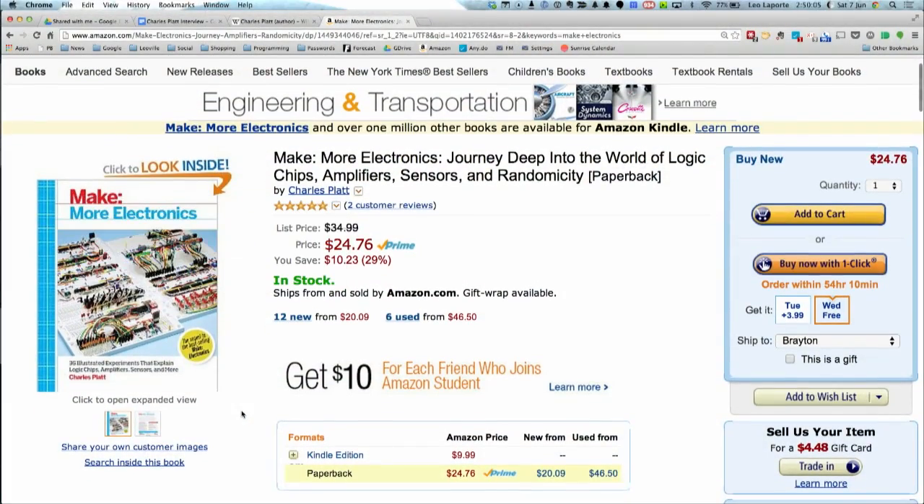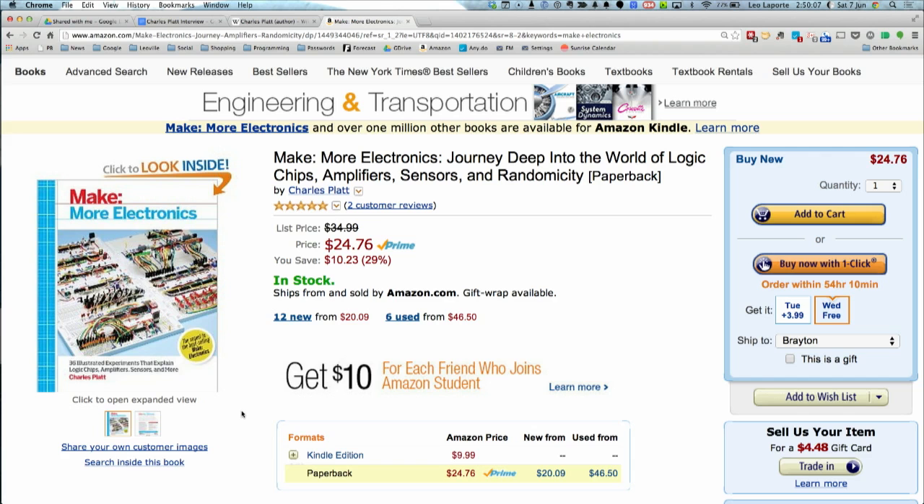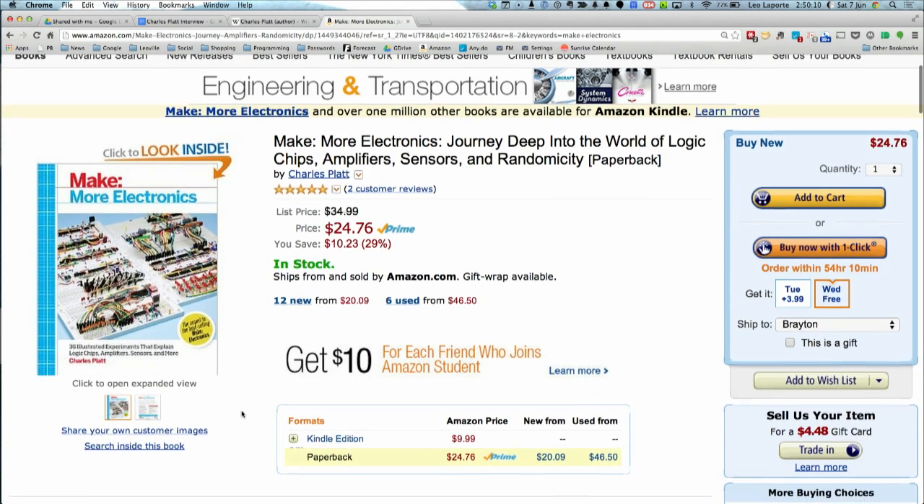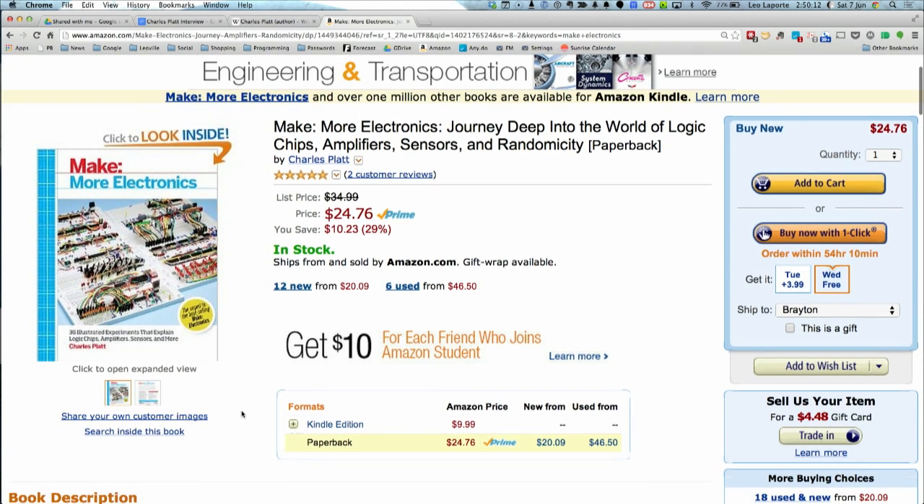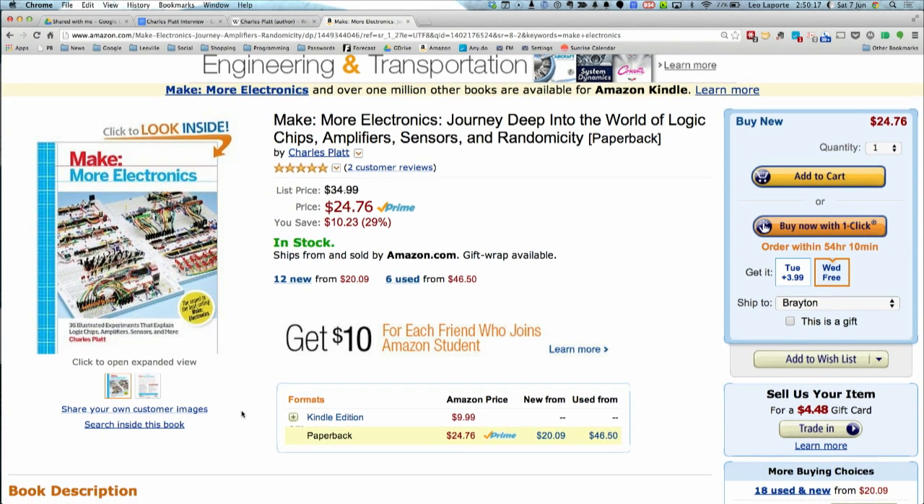Yeah. The newest is Make More Electronics, journey deep into the world of logic, chips, amplifiers, sensors, and randomicity. What is that? Are you making random number generators? I like to build games. And one thing you need in a game is for things to happen unexpectedly. And if you have a complicated series of numbers, that can seem unexpected or random to human perception. So is it really random, or is it just complicated?